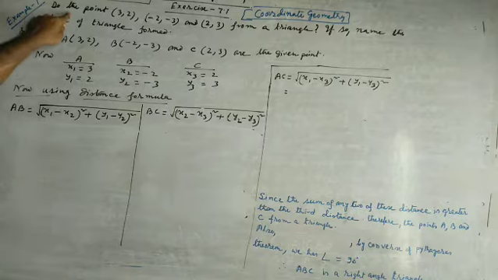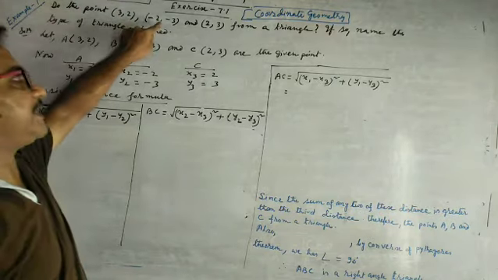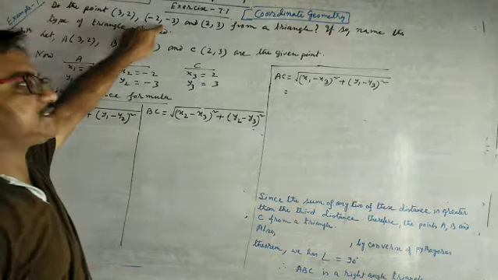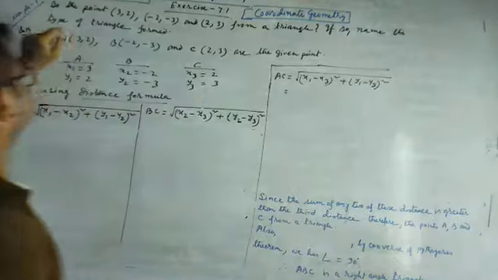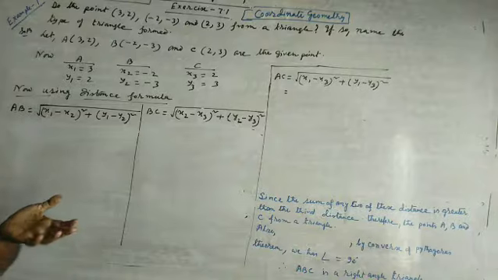Here we write the question. Do the points (3, 2), (-2, -3), (2, 3) form a triangle? If so, name the type of triangle formed. So 3 points are given. Which type of triangle is this one?